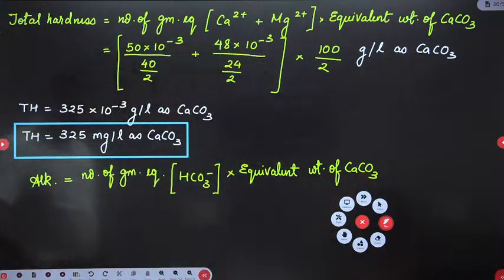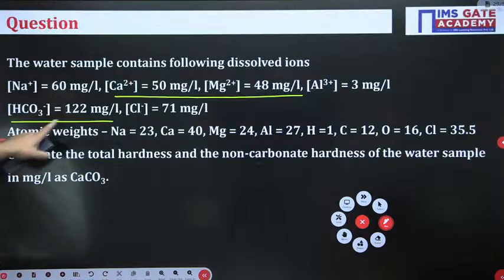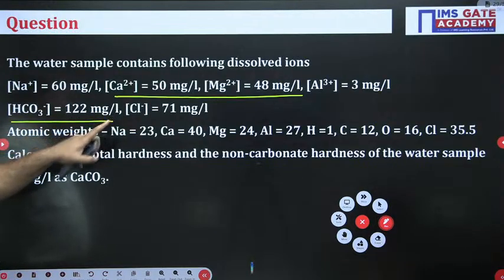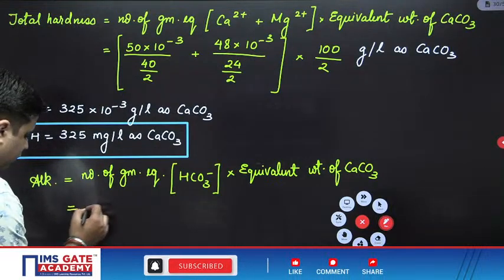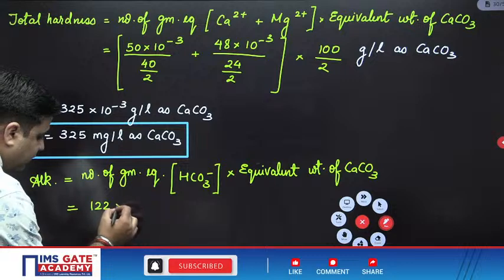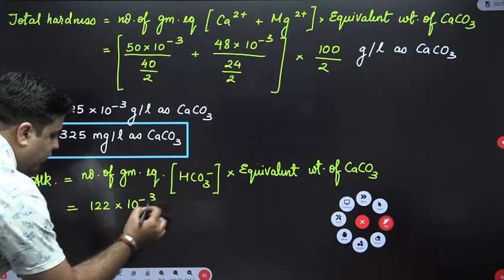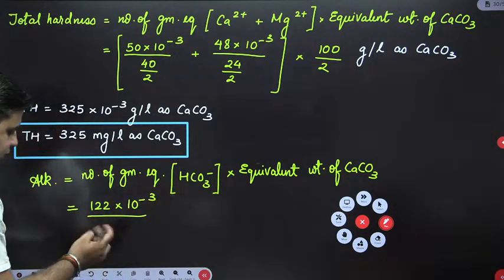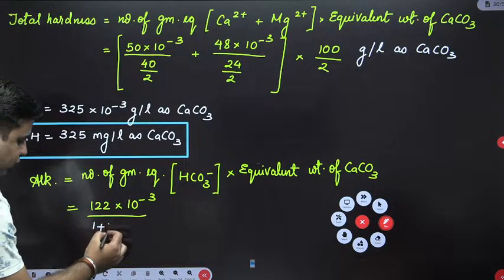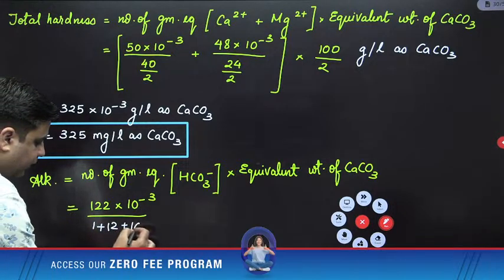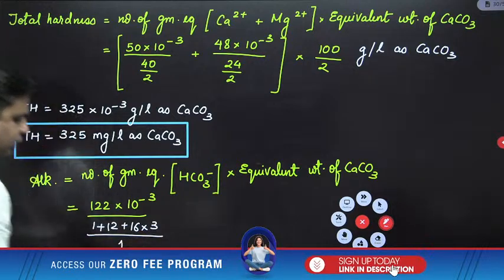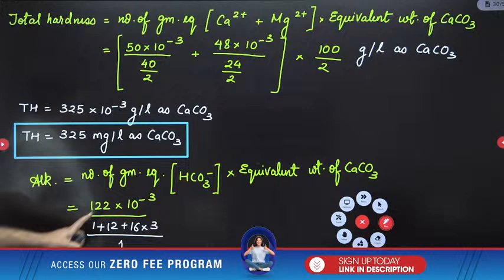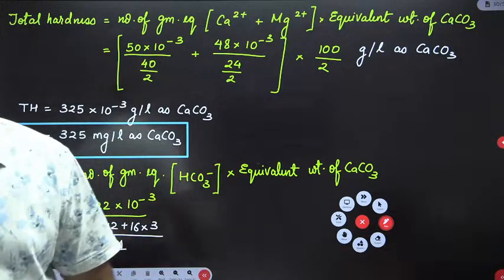So number of gram equivalents of HCO3 minus ion will be the given weight, which is 122 milligram per liter. So I will write this down as 122 into 10 raised to power minus 3 divided by the equivalent weight of HCO3 minus ion. So hydrogen is 1, carbon is 12, oxygen is 16 into 3. So this is the molecular weight divided by valency of HCO3 minus ion, which is 1. So this will give you the equivalent weight.